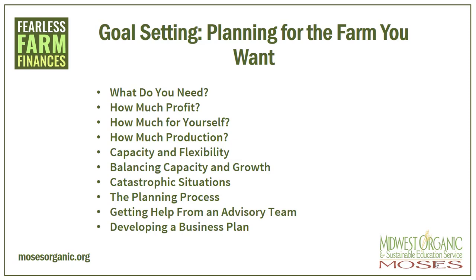What happens during those catastrophic situations, or how do we even plan for catastrophic situations? What does the total planning process look like? Getting help from an advisory team. When should you get help from an advisory team? And finally, developing the bigger picture of the business plan.